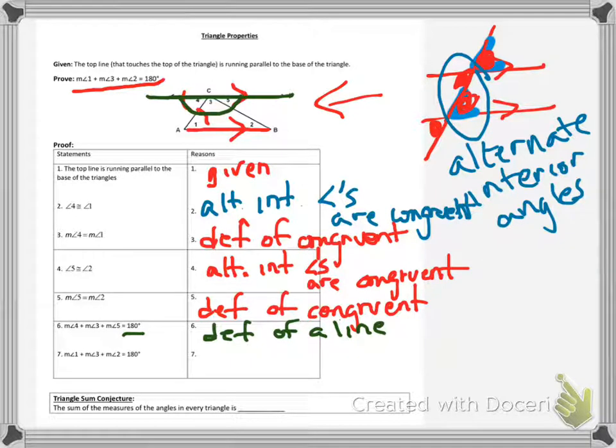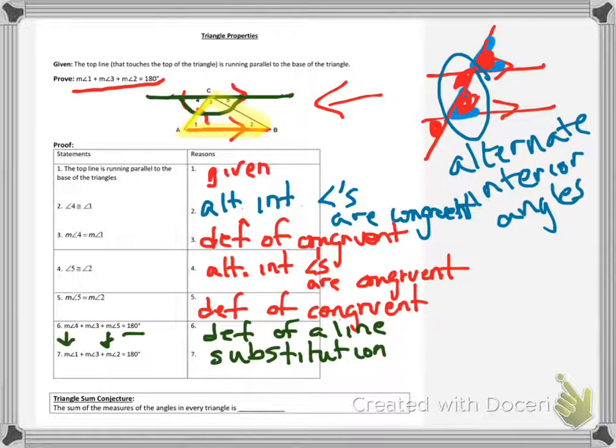And then we can do substitution. If we know that angle 4 is the same as angle 1, I can substitute one for the other. If I know 5 and 2 are the same, I can substitute one for the other. So by substitution, I can say measure of angle 1 plus measure of angle 3 plus measure of angle 2 equals 180. And that is this triangle.